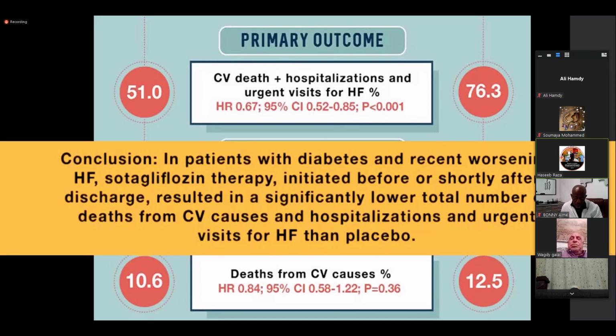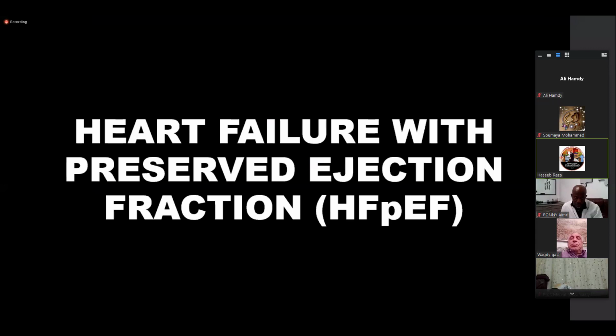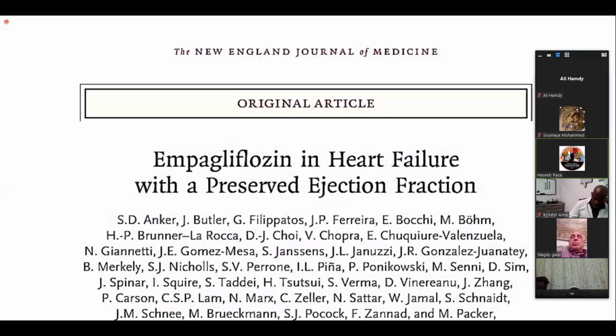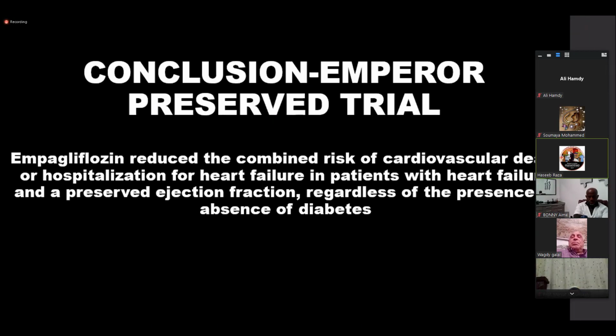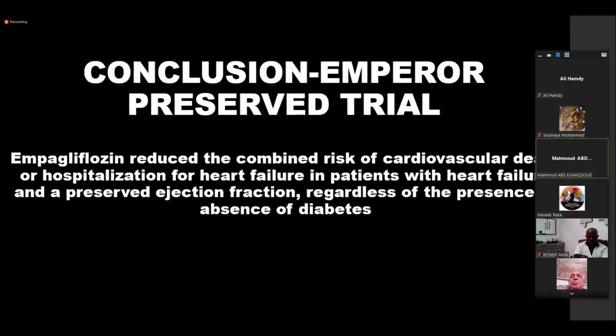Reduced cardiovascular mortality, reduced hospitalization rate. Very effective drug. Now this is always an Achilles heel of our heart failure patients whenever we talk about heart failure with preserved ejection fraction. But this is the good news for us because they have researched and used empagliflozin in patients with preserved ejection fraction. And I will just share the conclusion here that EMPA reduced the combined risk of cardiovascular death or hospitalization for heart failure in patients with heart failure and a preserved ejection fraction.